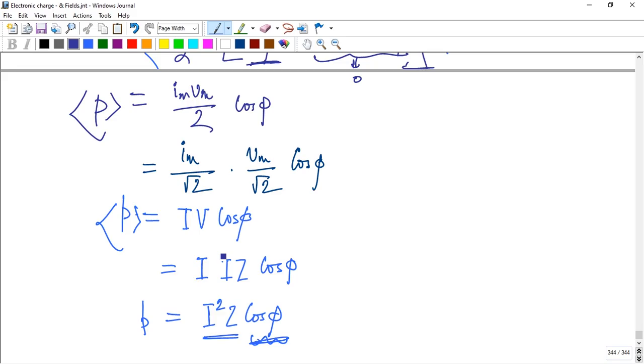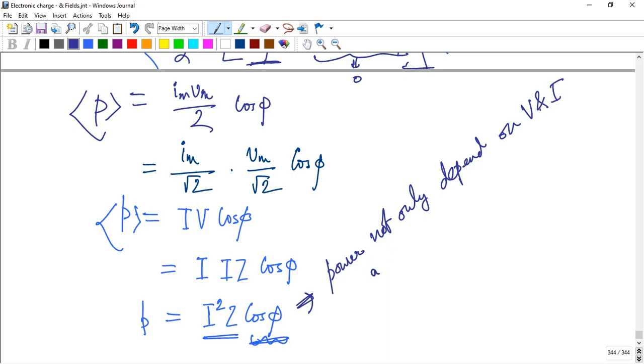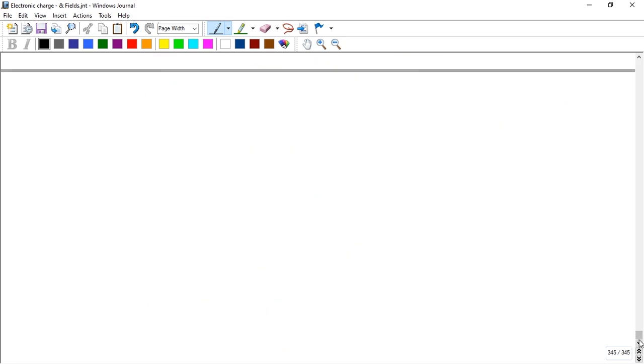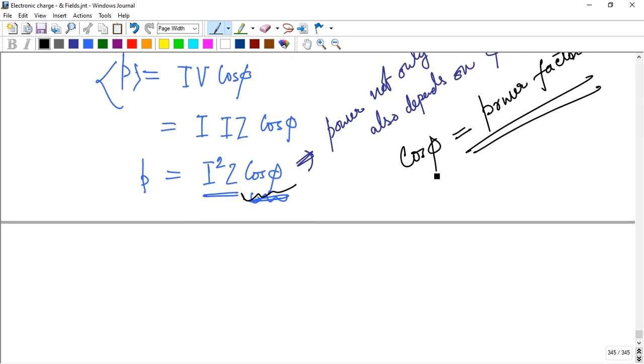So this power not only depends on voltage and current, it also depends on the phase angle. Here this cos phi is called the power factor. So here we change the phi and we get various types of conclusions.